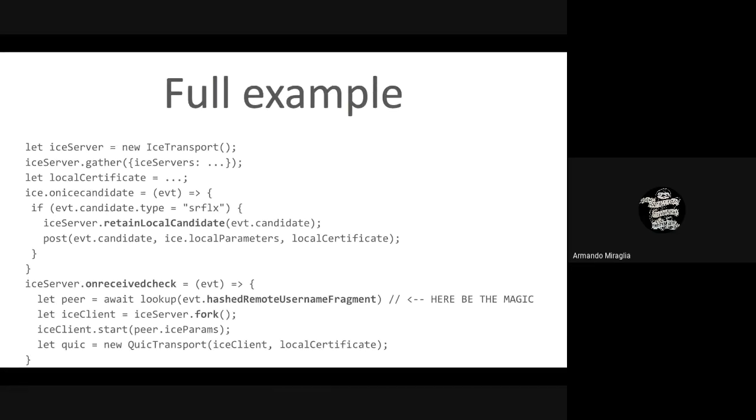So, new ICE transport, treat it like a server, listen for a server reflexive candidate, retain it, listen for an incoming ICE check, get the hashed remote username fragment, use that to do a lookup, fork the ICE transport, then connect to the remote side, and then do a new DTLS and SCTP transport based on the other information that you looked up. I typed QUIC here, sorry.